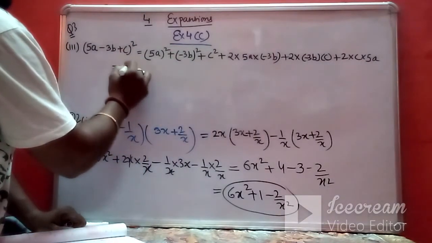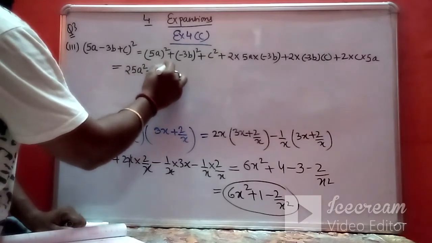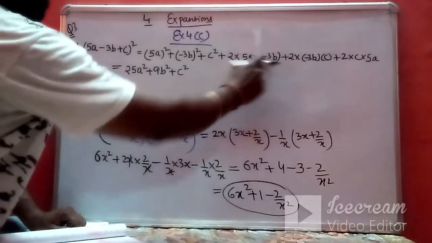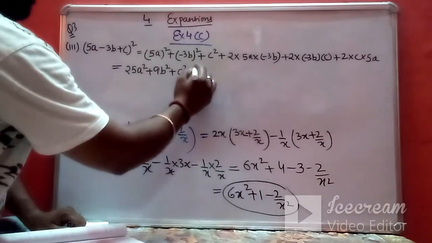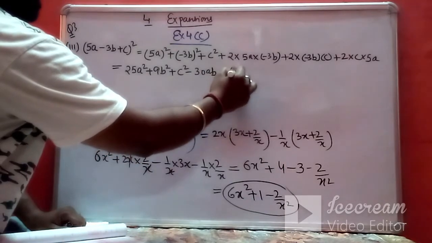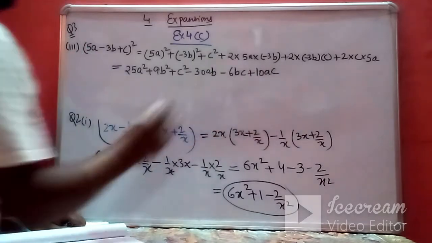So finally, 25a square plus 9b square plus c square. Then plus into minus is minus, then we will multiply, you will get minus 30ab, again minus 6bc, and this is plus 10bc.